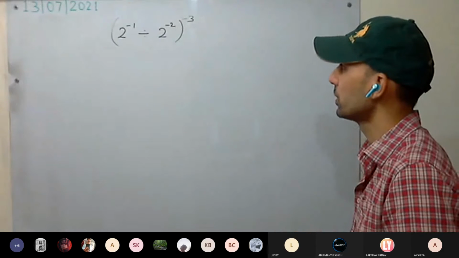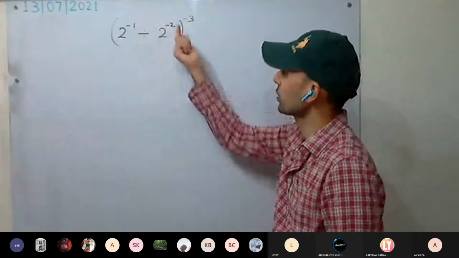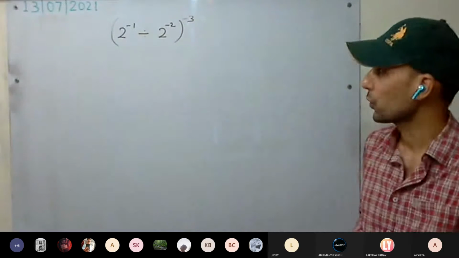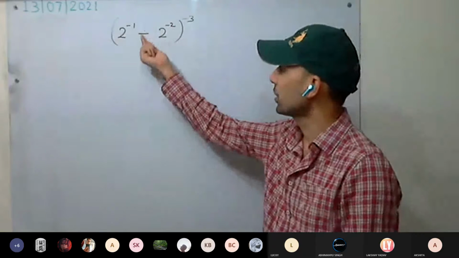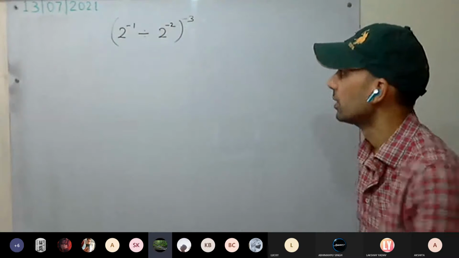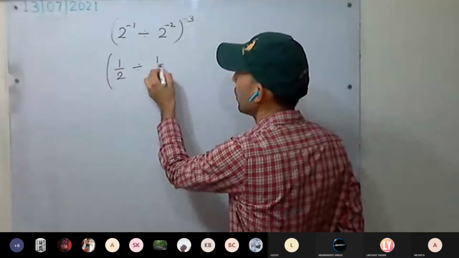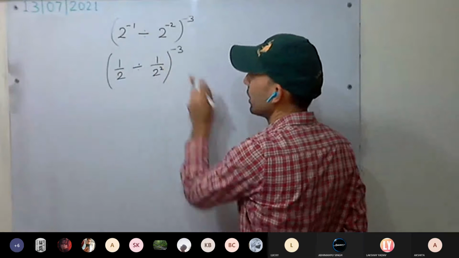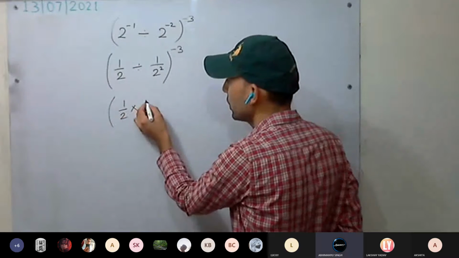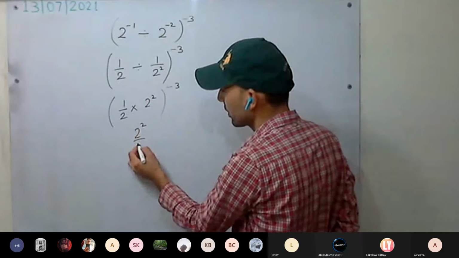So how are we going to do it? You can first remove this one, or you can remove these as well, that's up to you. First, what are you removing: making the power positive, or the divide sign? We're making the power positive. So it will be 1 by 2 divided by 1 by 2 square. Now this one, 1 by 2 into 2 square, and 2 square is raised to the power minus 3.